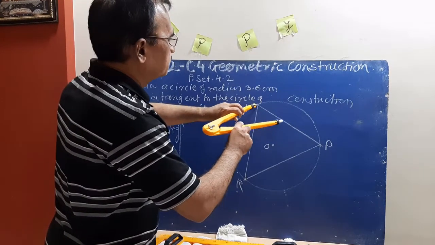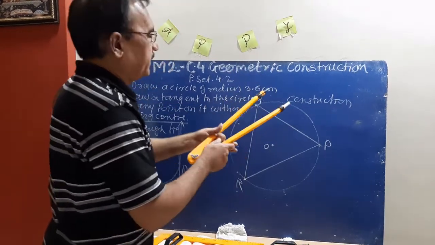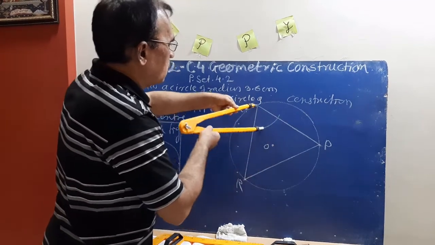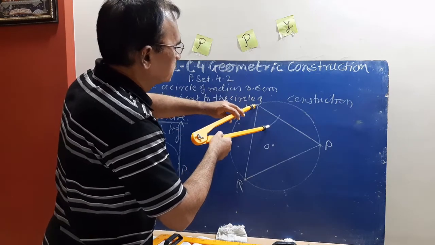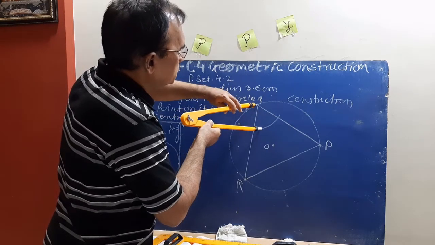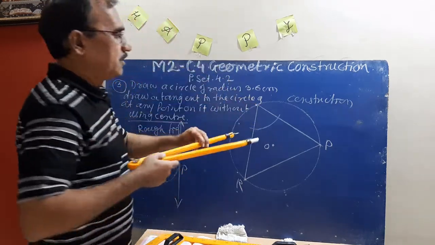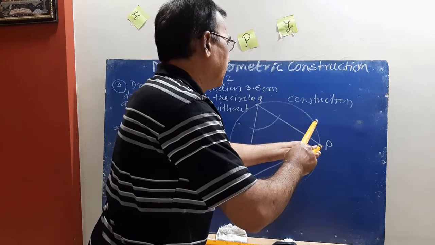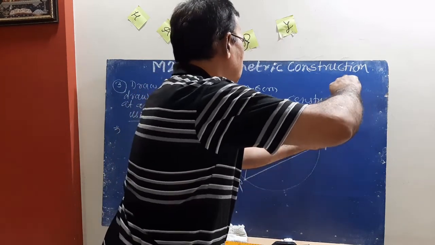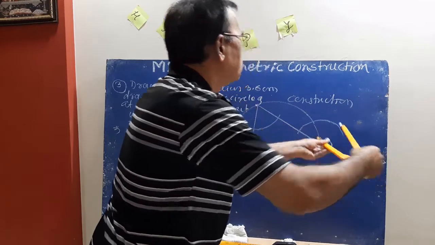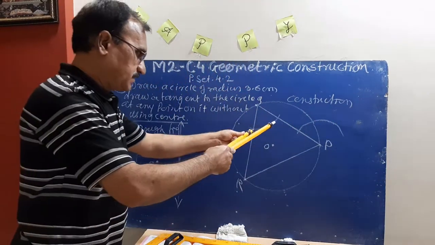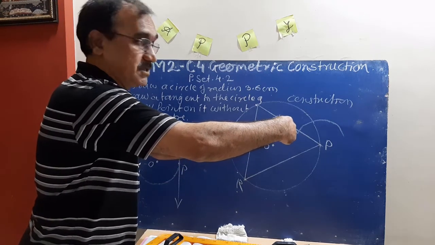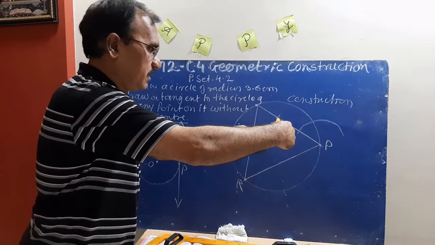Put the pointer here. Take a convenient radius. Draw an arc which intersects both sides of the triangle with the same radius. Put the pointer on point P and draw an arc here. Then take the distance between these 2 points. This is the construction of a congruent angle.